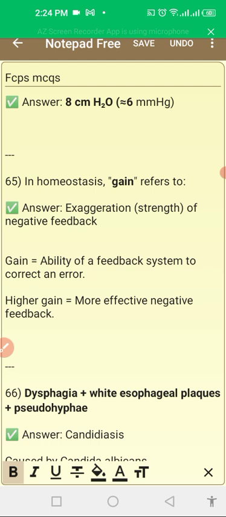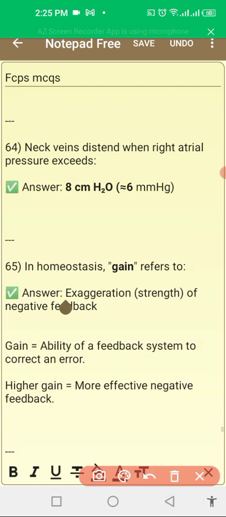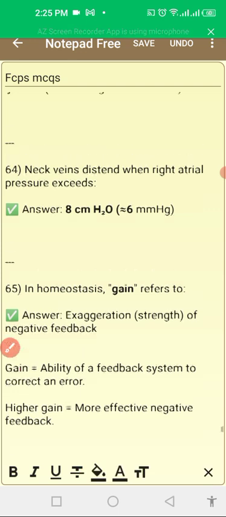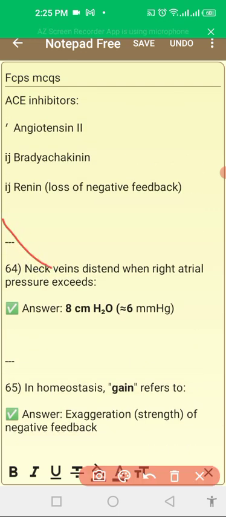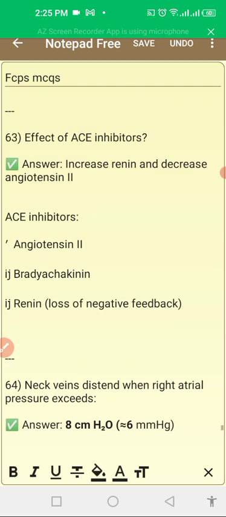Next one is, in homeostasis, gain refers to the exaggeration of negative feedback; gain means the ability of the system to give feedback, and a higher gain means a more effective negative feedback system. Now there is neck vein distension, jugular venous distension, when right atrial pressure exceeds 8 centimeters of water or 6 millimeters of mercury. This is the thing to memorize and keep in mind.